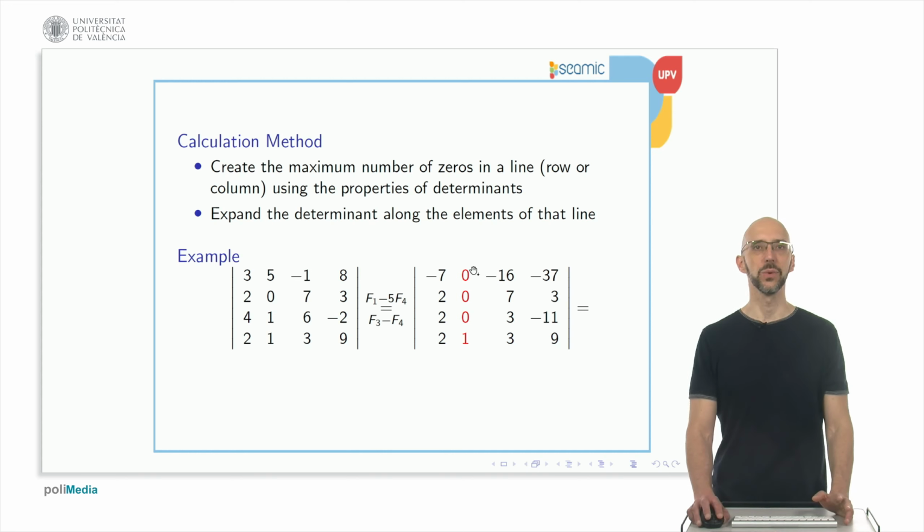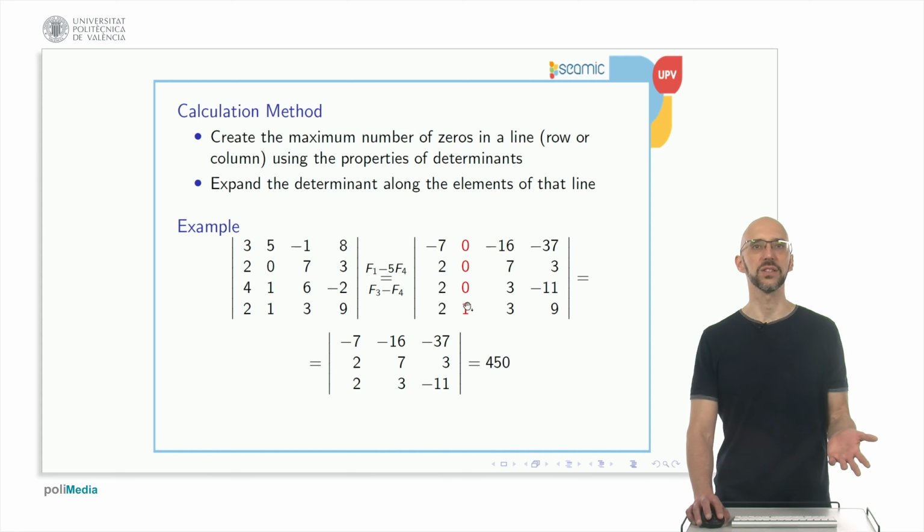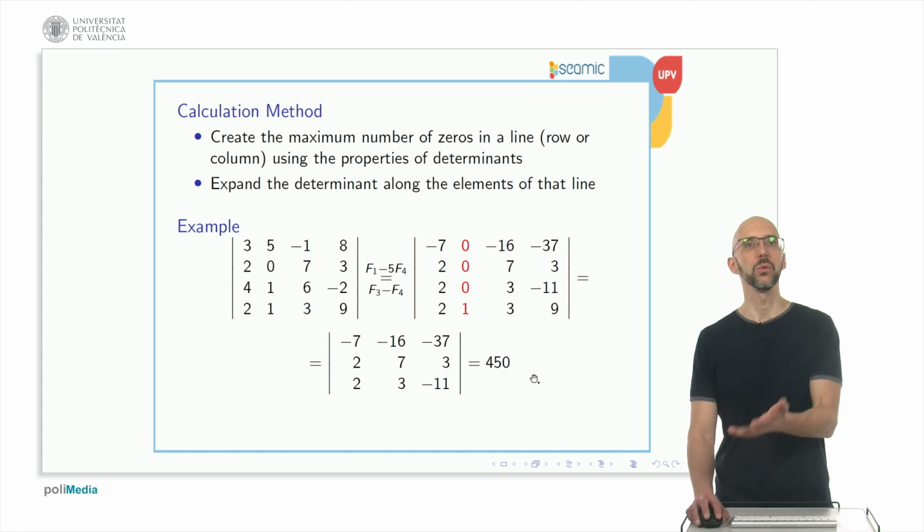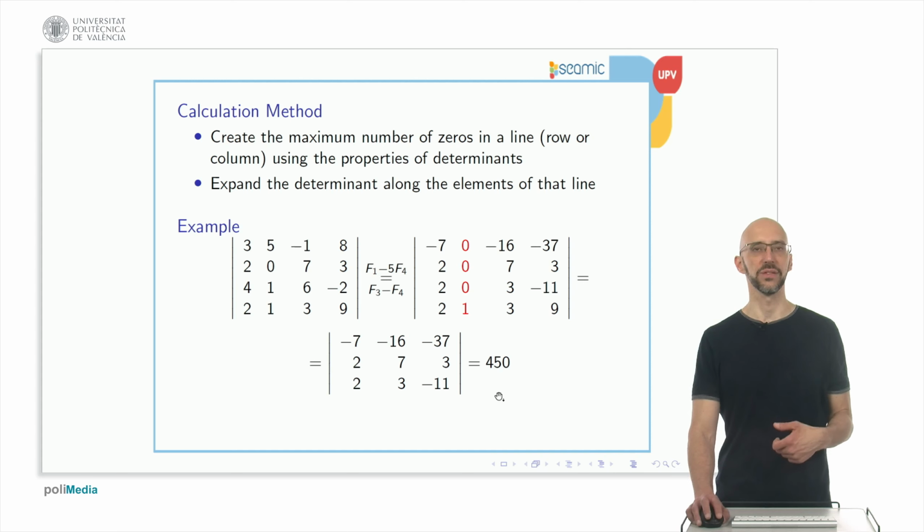I can obtain this one. It's the same value. These operations don't change the value. But I'm going to obtain something like this. So if I develop the determinant by this column, it's going to be a piece of cake because it's just 1 by the adjugate you get. And then we can just calculate it directly with Sarrus's rule.